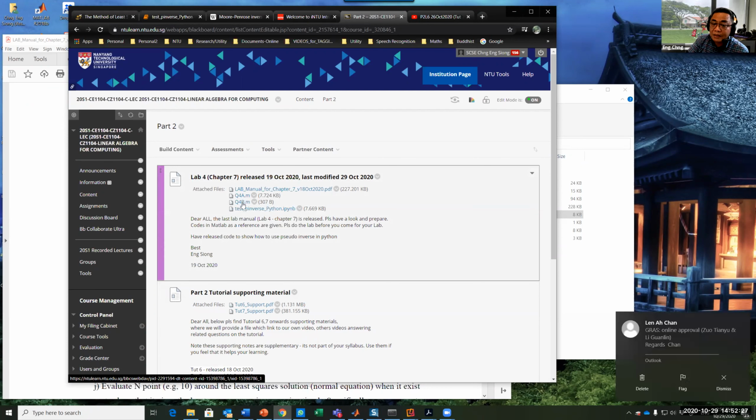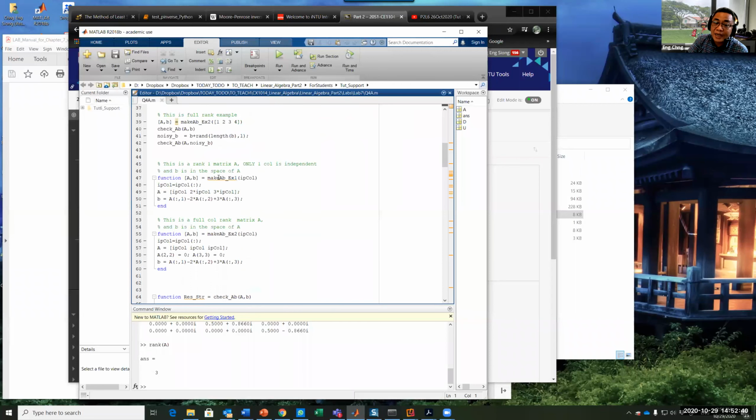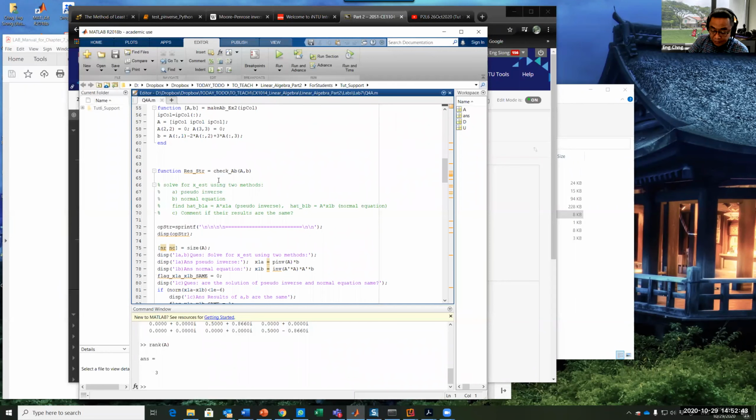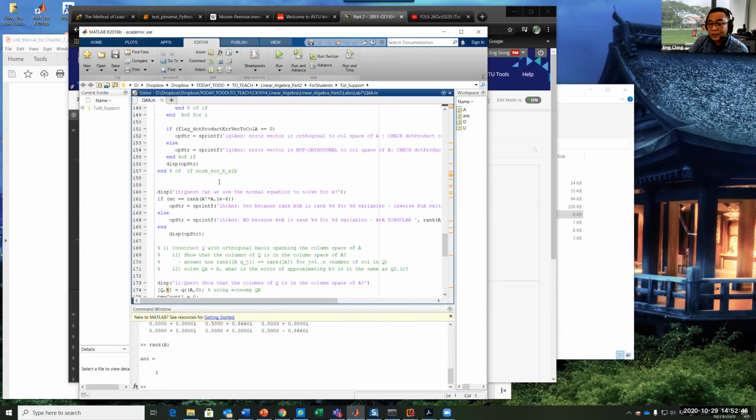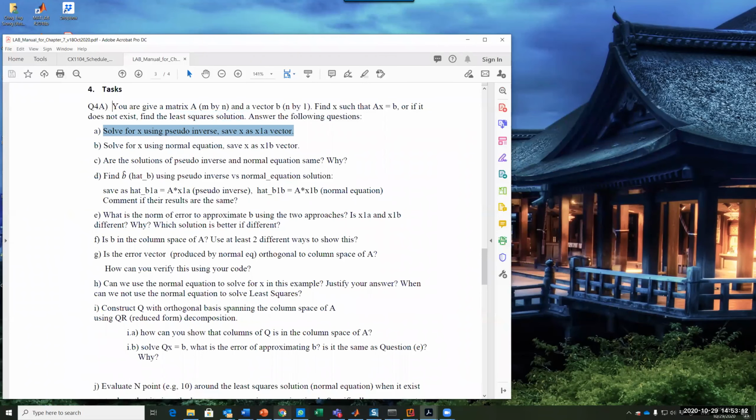Previously, I only showed you the MATLAB version of how I solve for lab 4. So in fact, if you go to lab 4, Q4A, you realize that I solved the entire question. What it means is that I've shown you how to do it using MATLAB. All I'm asking you to do is how to do it in Python. Today I show you how to do pseudo inverse in Python. So we now know how to solve for this guy. Solve for x using pseudo inverse. I'll show you the code now.